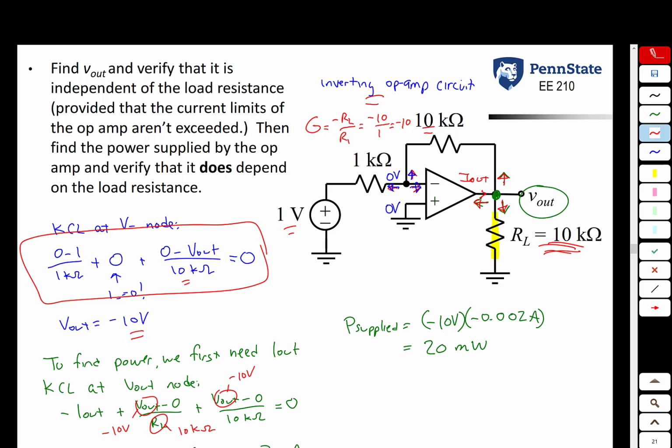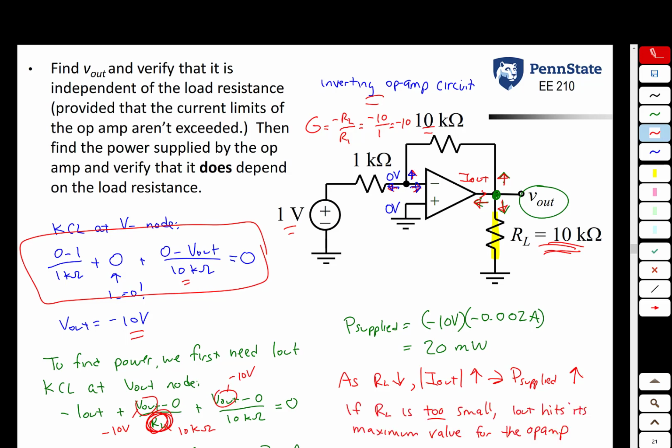The important thing here is because of this load resistance, we see that as RL goes down, as the load resistance gets smaller, the magnitude of the current leaving the op-amp is going to go up, and so the power supplied by the op-amp is going to go up. But it cannot go up forever. Eventually, if RL is too small, I out hits the limit of the op-amp and it stops operating the way it's supposed to. We call this situation current saturation.